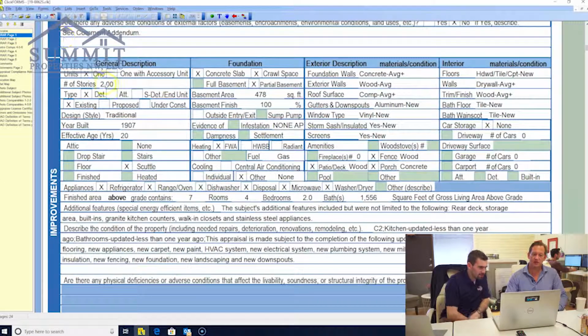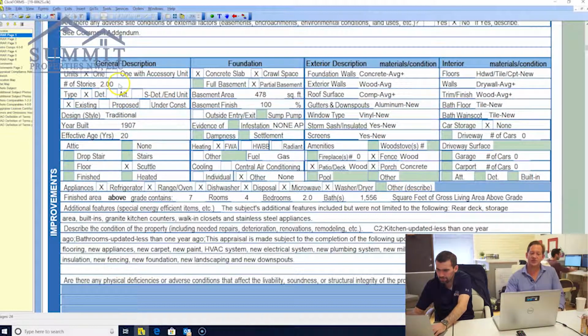All right, general description. We're still in the improvements of the home. So here is how many units is it? One could be one with accessory unit. If it's more than one unit, then we would put it on the duplex, triplex, or fourplex form, which is a different form, different property. Anything more than one home goes in the multifamily form.